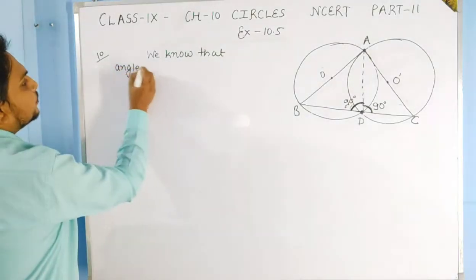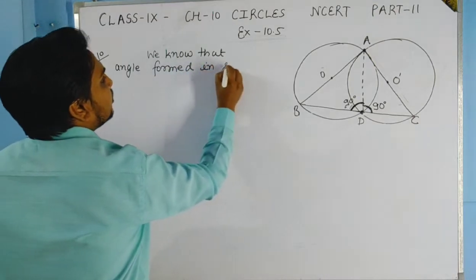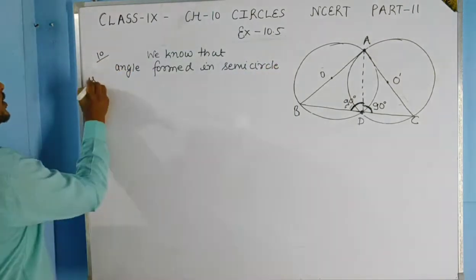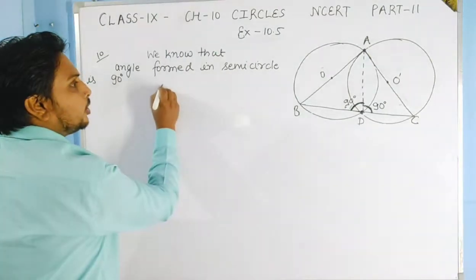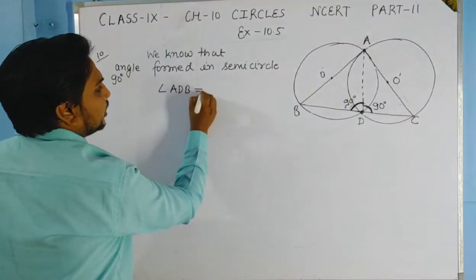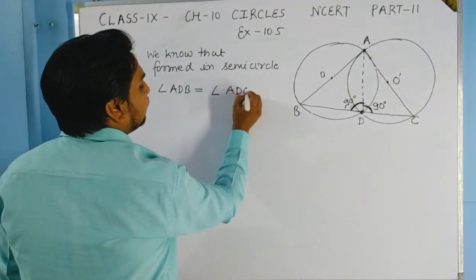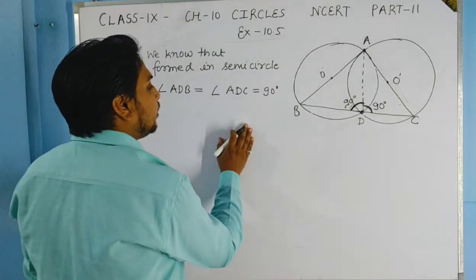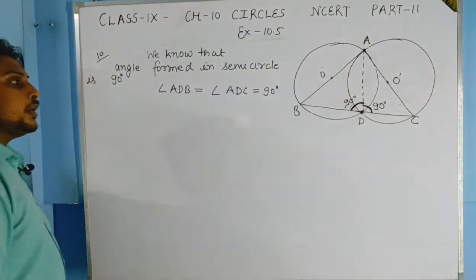Angle formed in semicircle is 90 degree. Okay, so students, what you will get from here is that angle ADB is equal to angle ADC is equal to 90 degree. Okay, by this result what we will get? We'll get that angle ADB and angle ADC will be 90 degree.